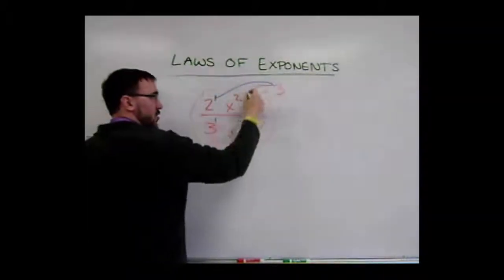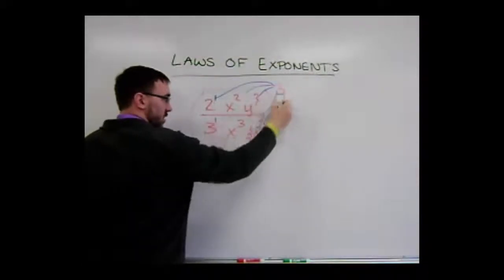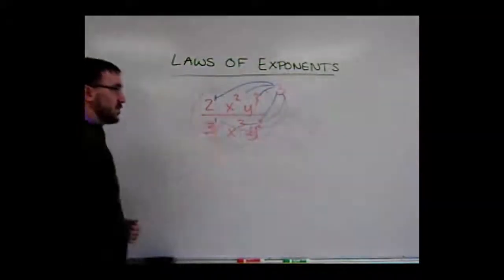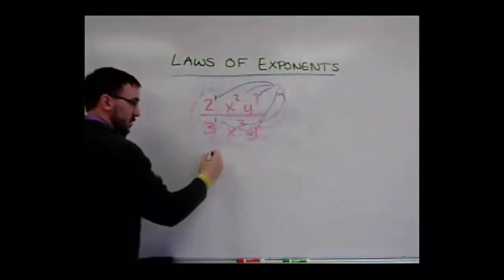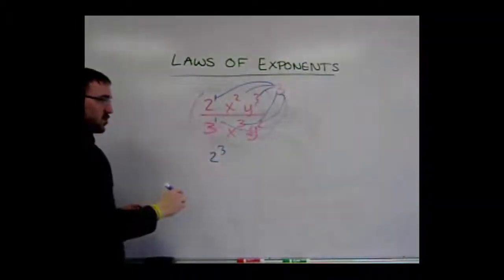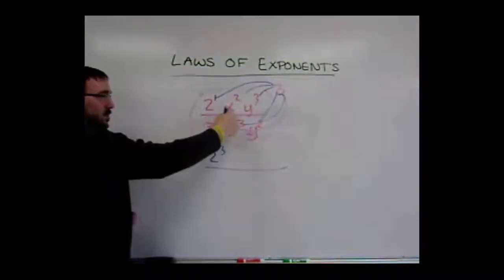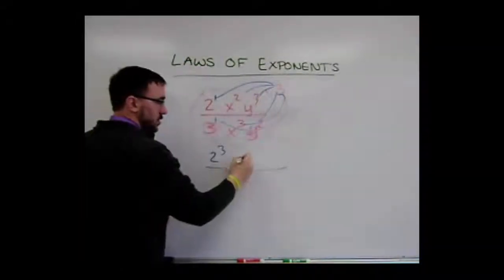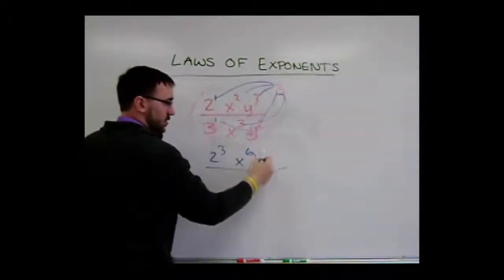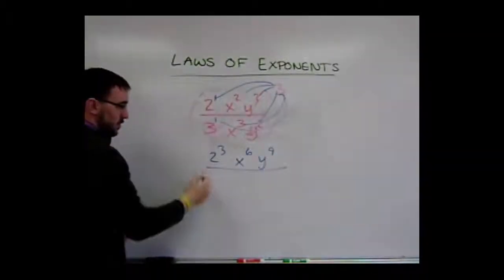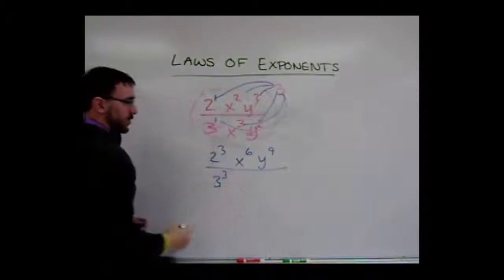So I'm just going to distribute this 3 to all the exponents. Okay, 2 to the 1st to the 3rd. 2 to the 3rd is what? We'll just leave it as 2 to the 3rd for right now. Okay, x squared to the 3rd. 6. Okay, y to the 3rd to the 3rd. 9. Good. And then 3 to the 3rd.